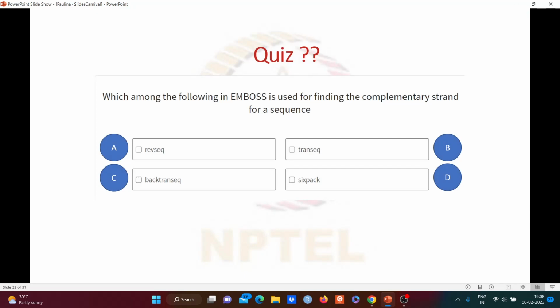So the next question is related to EMBOSS. I think whoever has watched the videos can answer this question. Which among the following EMBOSS tools is used for finding the complementary strand for a sequence? So these are the different EMBOSS tools. We'll also see them at the last.